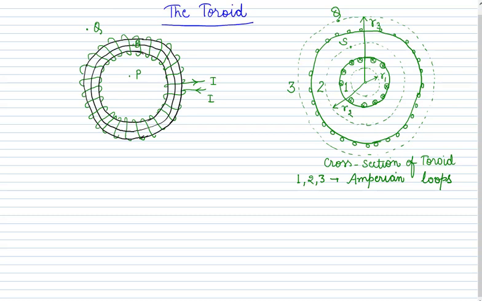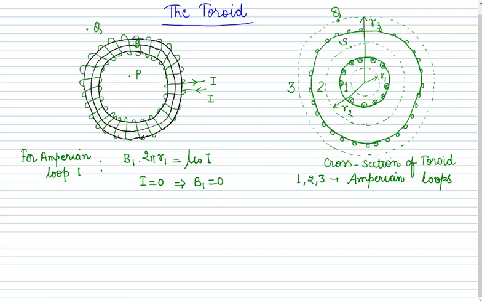So now we can calculate for these three loops very easily. Let us say that the magnetic field along loop 1, which is in the interior of the toroid, is B1. So for Amperian loop 1, B1 into 2 pi R1, because dl here is a circle with the radius of R1. So B1 into 2 pi R1 is equal to mu naught I. And since in the interior of the toroid I is 0, it implies B1 is equal to 0.